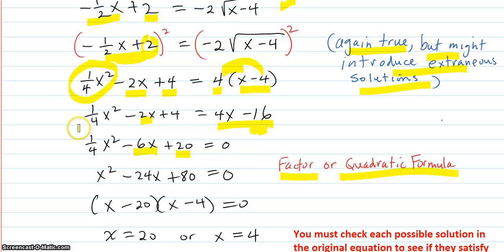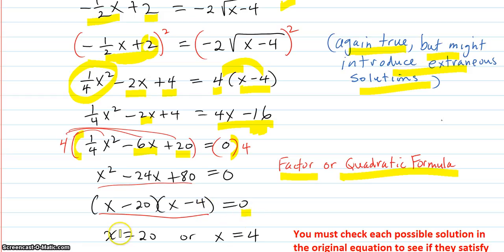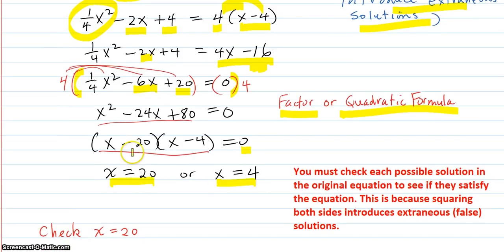First step I did here was I took this and I multiplied it by 4 on both sides. So basically, to make it look right, I did this. Multiplied by 4. That got rid of the fractions, and it resulted in a true equation. Now I distribute in, and that's how you get this part. Then you factor it, and it factored nicely. So x was 20 or x was 4. X is 20 coming out of here, x is 4 coming out of here. You must check each possible solution in the original equation to see if they satisfy the equation. This is because squaring both sides introduces extraneous solutions.